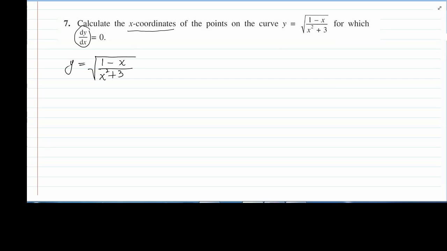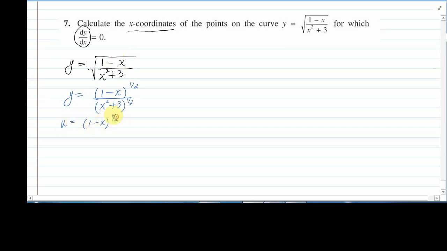So we need to differentiate the function, and for that we need to apply u upon v here. To make things easy, I will write the question in this form: y equals (1 minus x) power 1 upon 2 divided by (x square plus 3) power 1 upon 2, right? I have separated power 1 upon 2 on the numerator and denominator separately. So now we have u equals (1 minus x) power 1 upon 2, and v equals (x square plus 3) power 1 divided by 2.